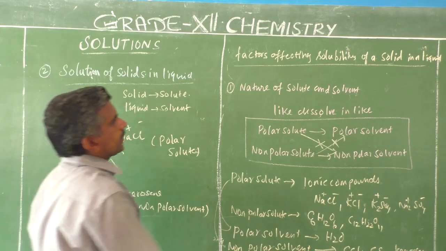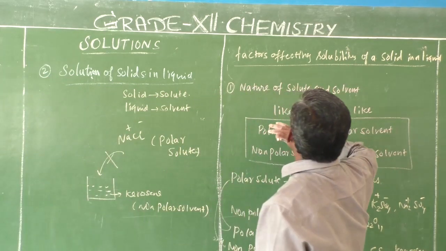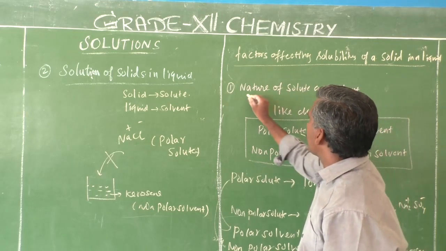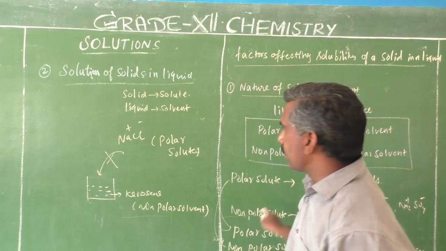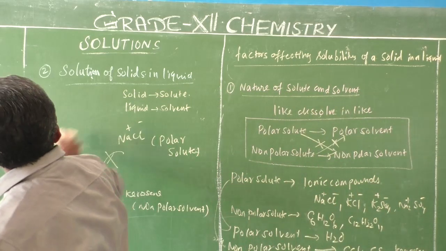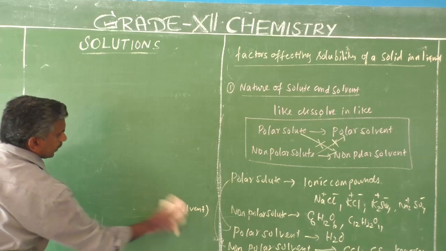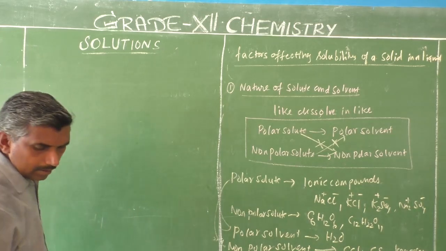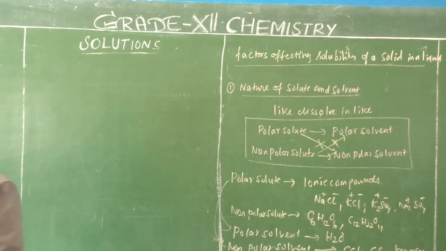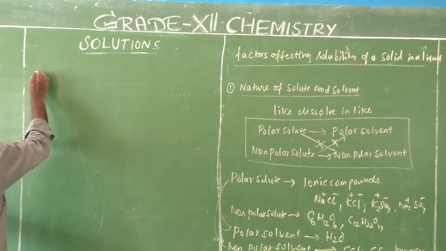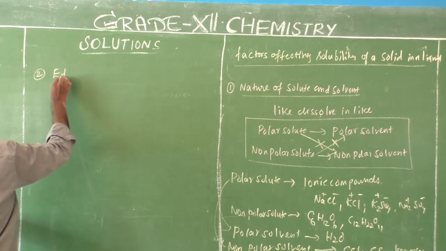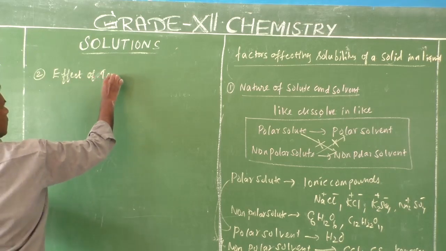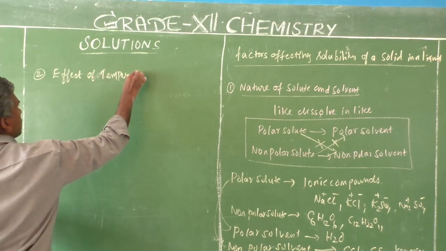That is a category. What is the category? Under the category of factors affecting the solubility of a solid dissolving in liquid, what is the factor? First factor, nature of solute and solvent. That's all. Second factor, the effect of temperature.